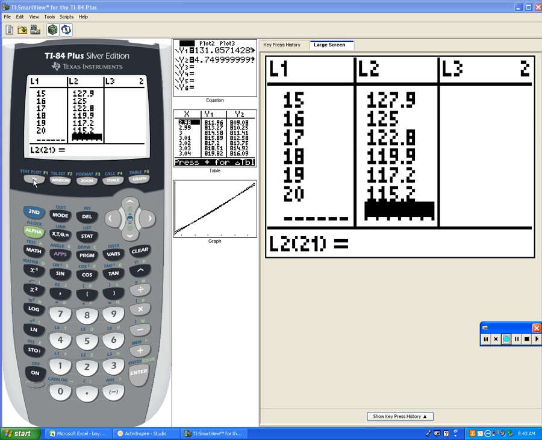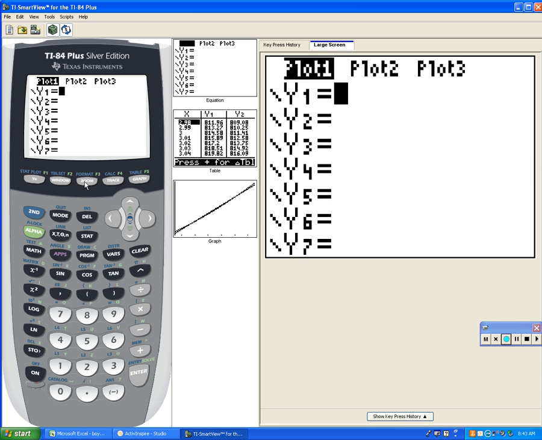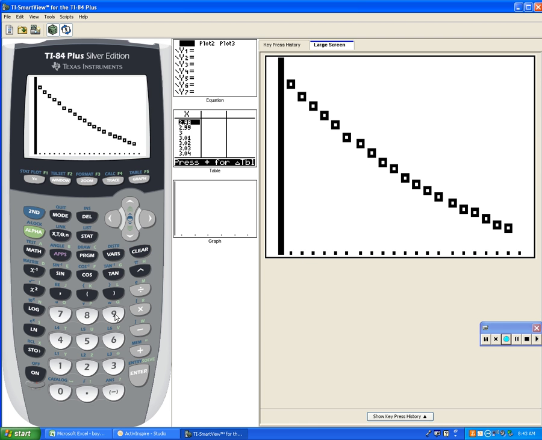And so you have to go, well, first I'm going to clear out from Y1 the stuff from the last problem. And then I'm going to go Zoom 9 again, and there's the scatter plot.